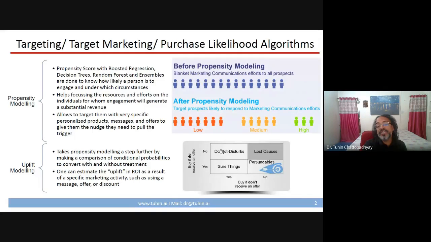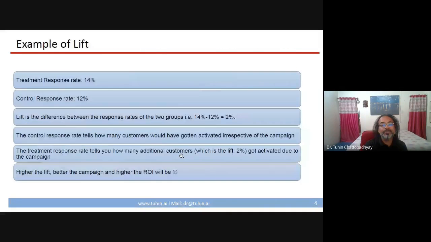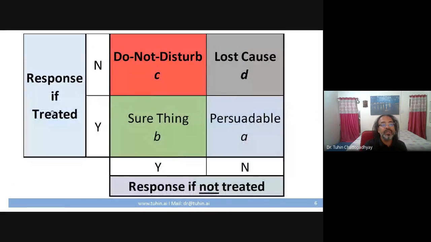And do not disturb is a very interesting group. Will they buy if they receive an offer? No, they will not purchase if they receive an offer. And if they don't receive an offer, they will buy. So don't disturb them. That's something very important. This is response if treated, response if not treated, which I have shown in this slide: persuadable, sure thing, lost cause, and do not disturb.